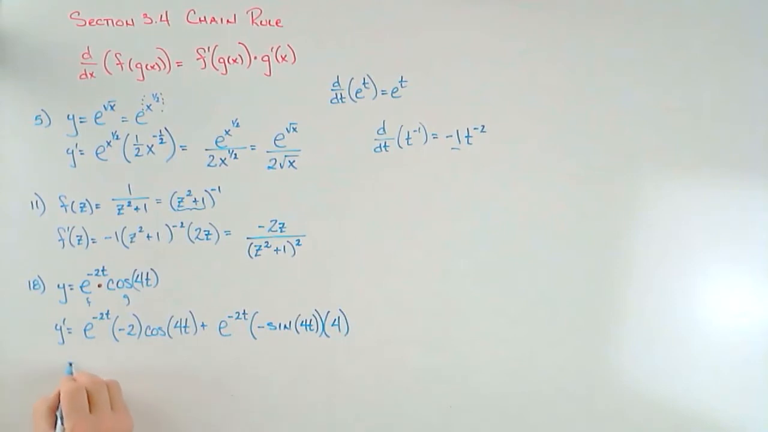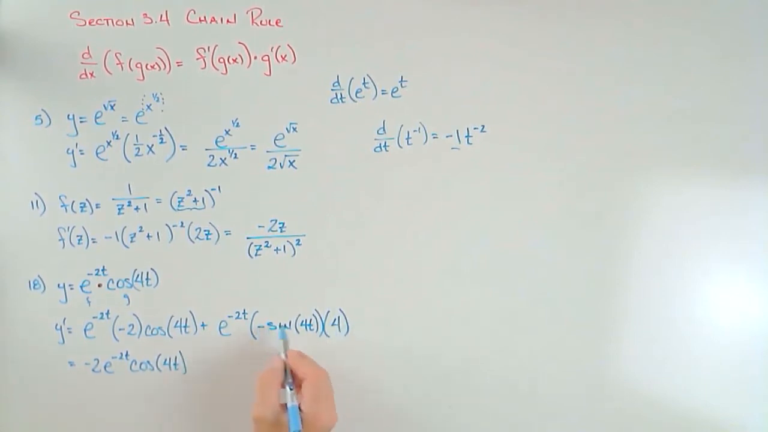Now when we do our algebra here, right, we have negative 2 e to the minus 2t, and we have cosine of 4t. Over here we have a negative 4, negative sine 4t. We have negative 4 e to the minus 2t again, and we have sine 4t.